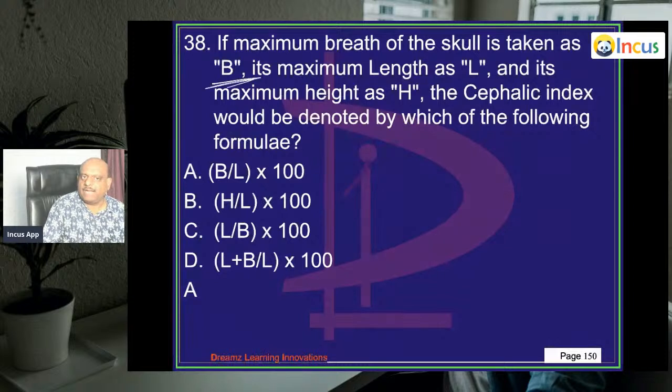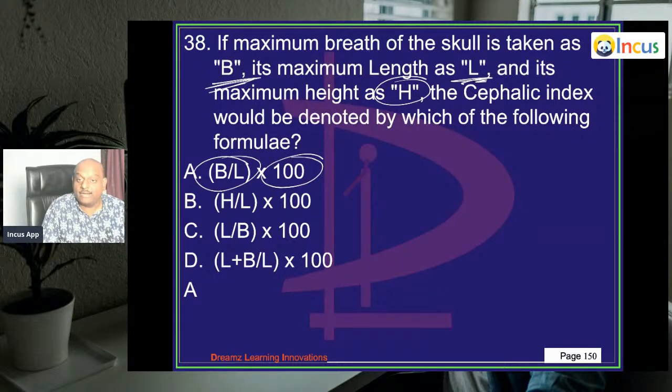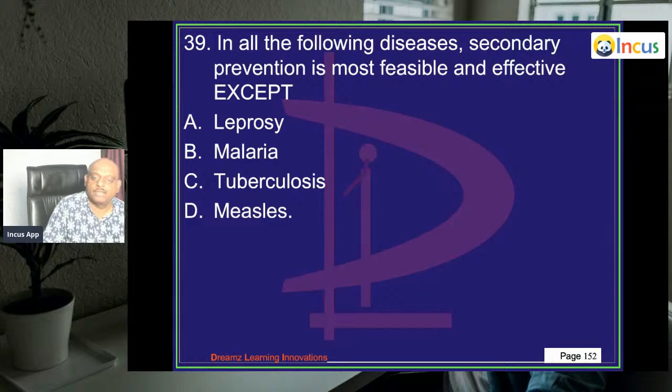If the maximum breadth of the skull is B, length is L, maximum height is H, what is the cephalic index formula? B by L into 100. You have to be 100% sure.